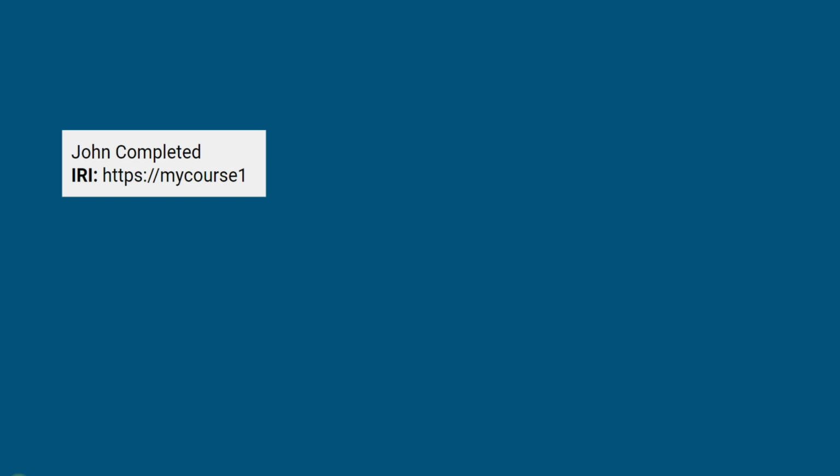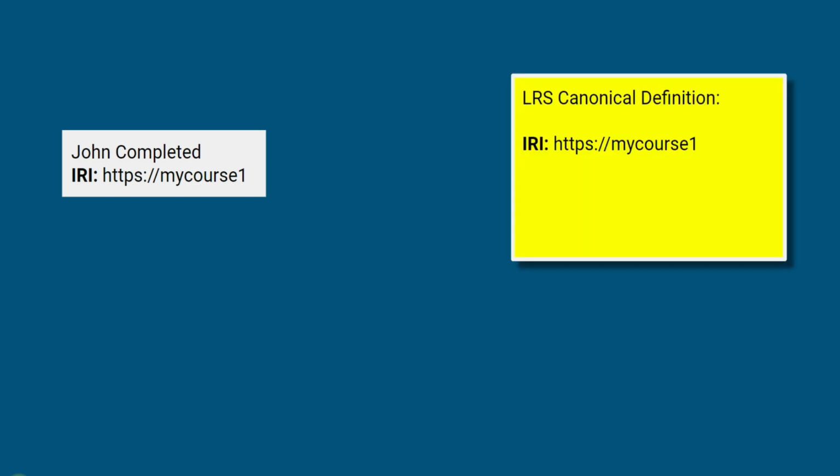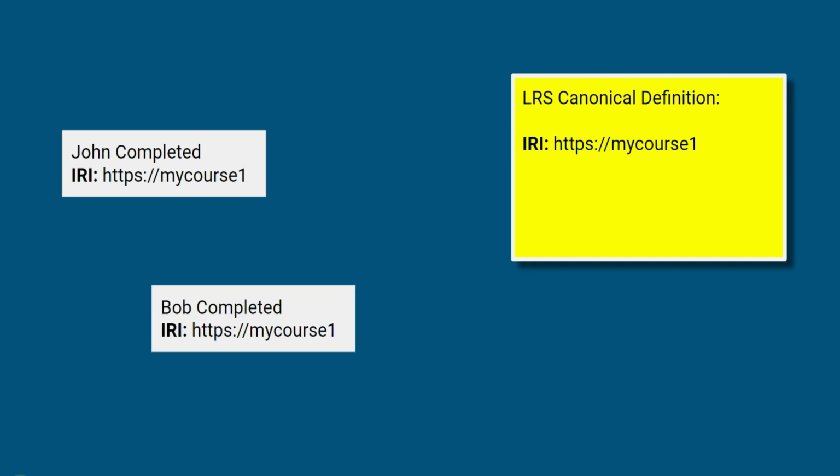Going to go through a real quick example, sort of like the last time. Let's say you get a statement, John completed something. Its ID is https://mycourse. When the LRS gets this, it starts to build its own canonical, the one and only definition for this thing. So in this case, now we have just a definition that has just the ID because that's all the information we have. If we get another statement, it has the same information, same ID, canonical definition stays the same.